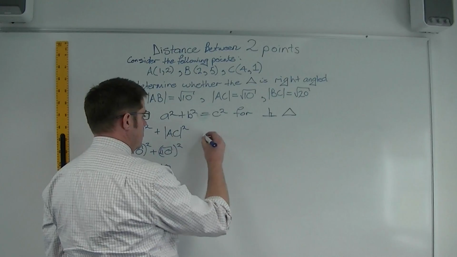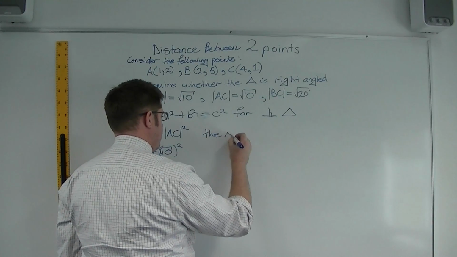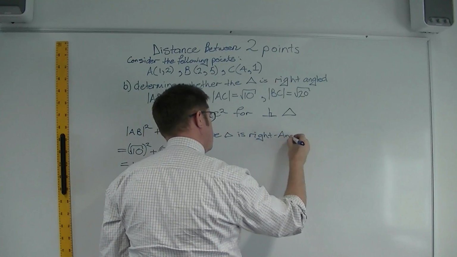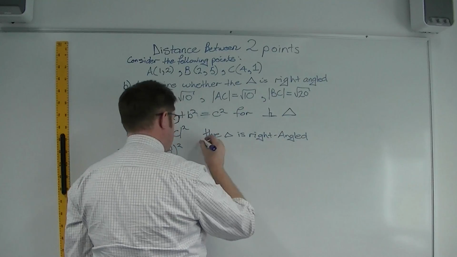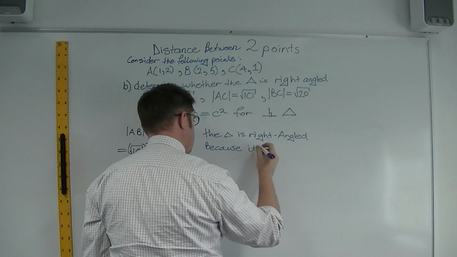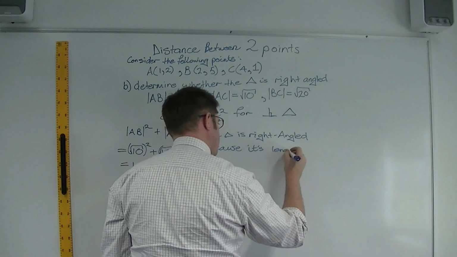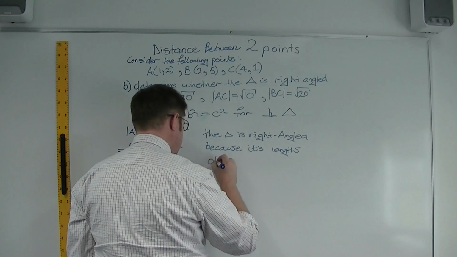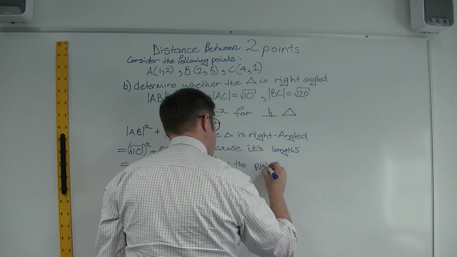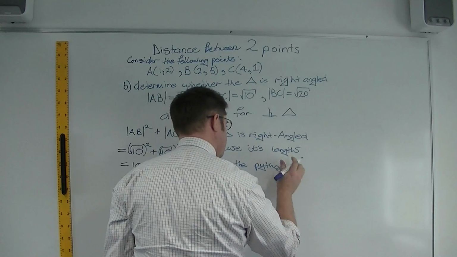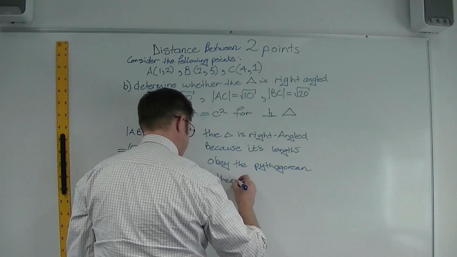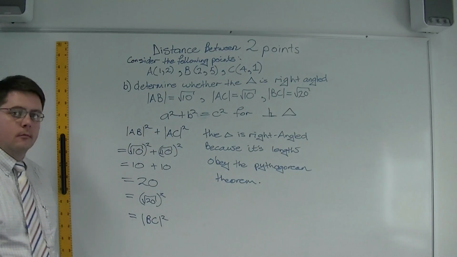I can say over here, the triangle is right angled because its lengths obey Pythagorean theorem. Voila.